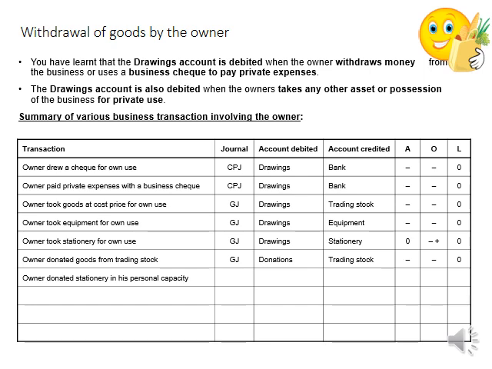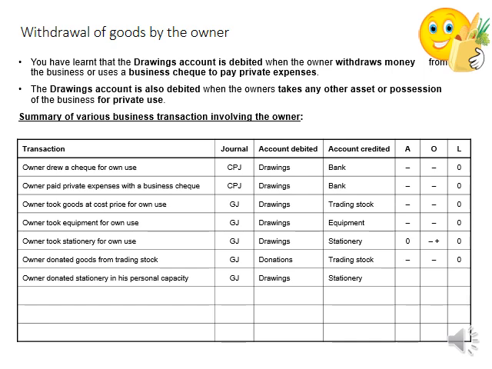The owner donated stationery in his personal capacity. That means he did not donate it on behalf of the business, but in his own capacity. And whenever something is in his own capacity, it is drawings. Again, it will be recorded in the general journal. Since he did it in his personal capacity, drawings will be debited.